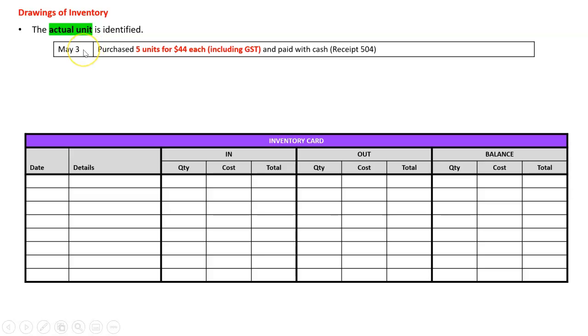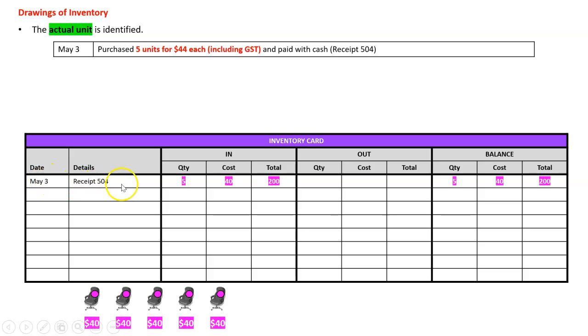We're just going to deal with it in terms of drawings, and we'll start with May the 3rd: purchased 5 units for $44 each, including GST. Paid with cash, receipt 504. So we do the date, May the 3rd, and write receipt 504. This is an in because we're buying inventory. And we get the GST out. We don't need GST in the inventory card. So 44 divided by 1.1, we get $40 each. We've got 5 chairs here. We're going to put pink stickers on them so we can identify them later.